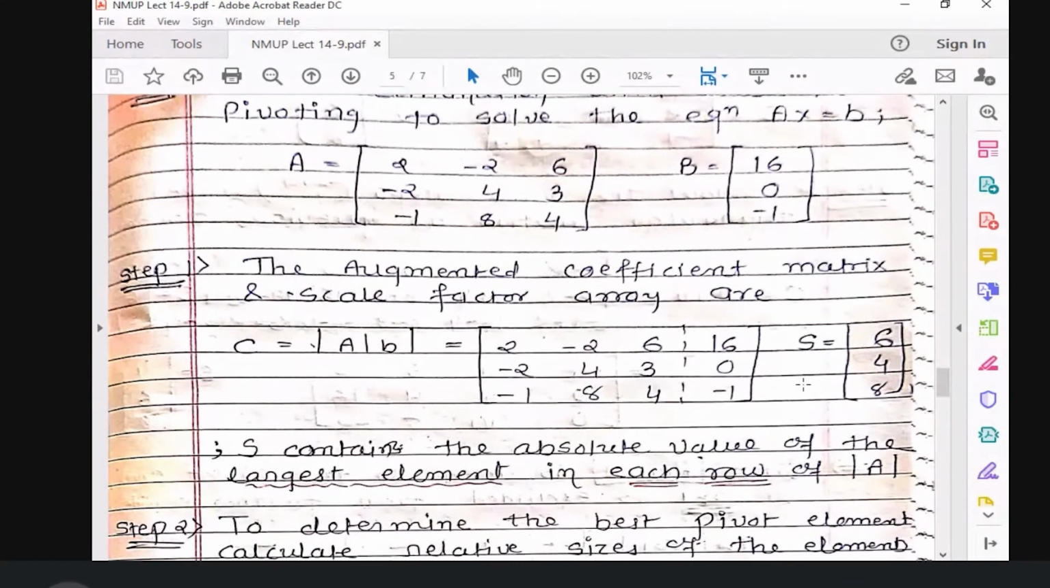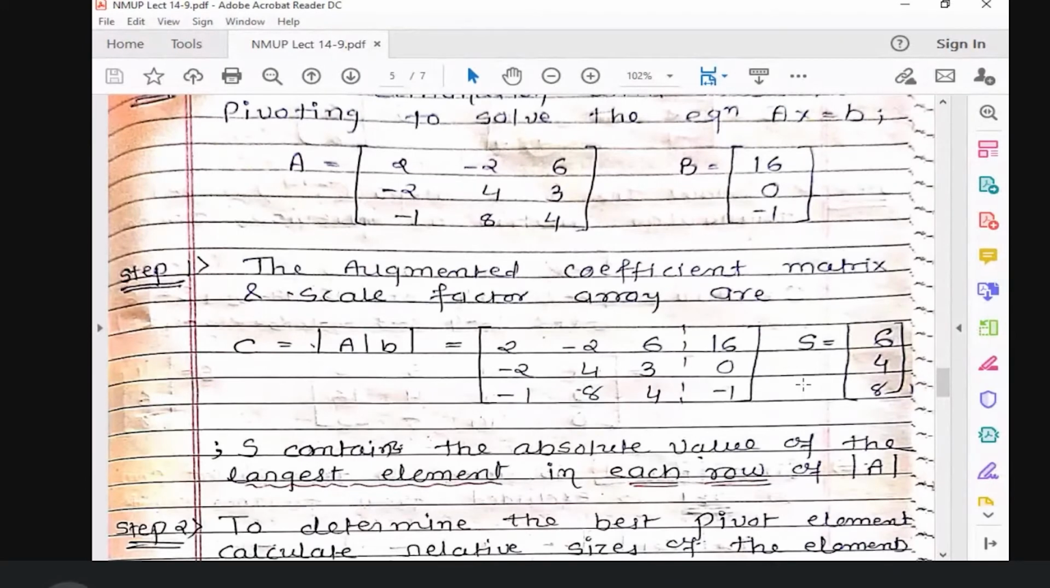Now how to make this scale row factor matrix? For that, we have to take the first row. Over here, we don't have to consider the values of the B, right? We have to just consider the values from this first 3 cross 3 matrix only. So in the first row, these three values are there, 2, -2 and 6, right? Out of these three values, which one is the largest one? 6, so that you have to write down in the first row.